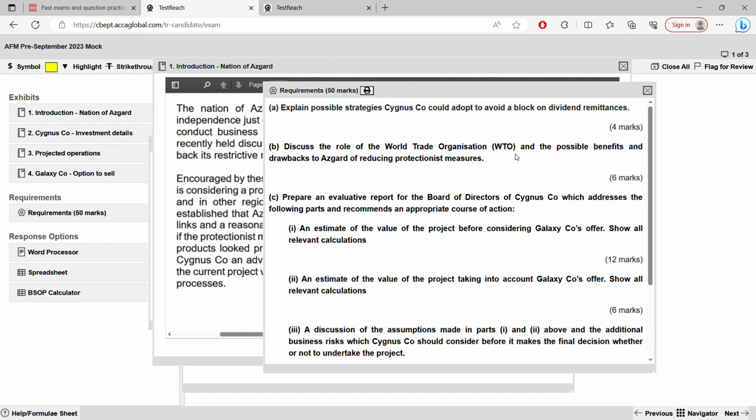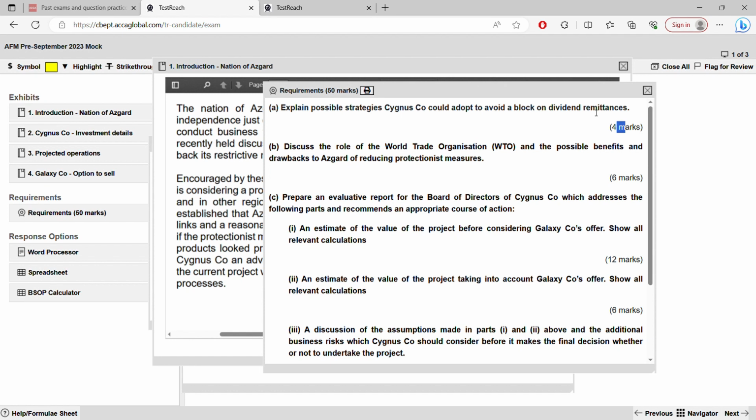Okay. B is role of WTO, benefits and drawbacks. So 2 marks each, 2 marks for role, 2 marks for benefit, 2 marks for drawbacks. A, 4 marks. Strategies to overcome block on dividend remittances. 2 marks. So two strategies you can give. One for identifying the strategy, one for explaining the strategy.